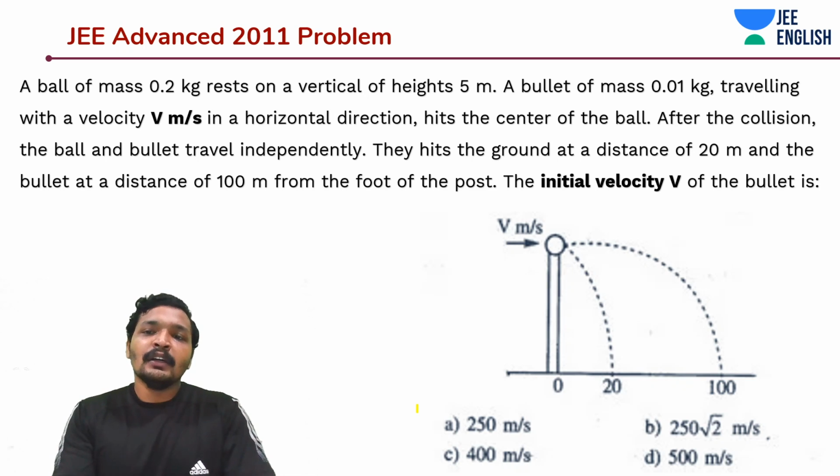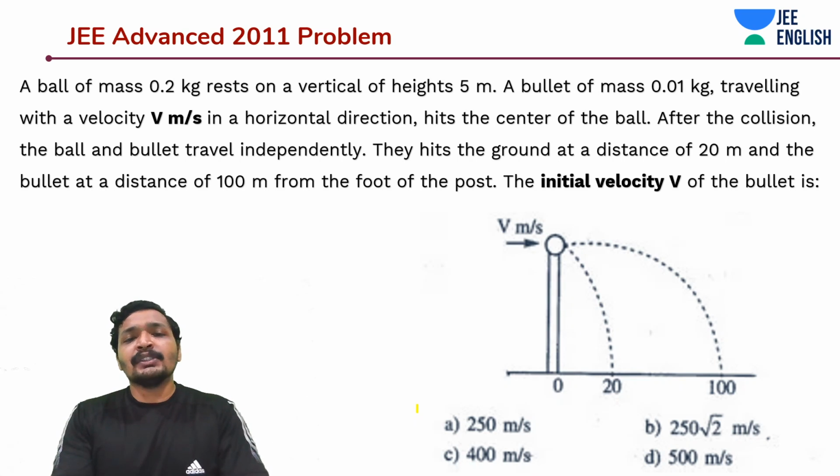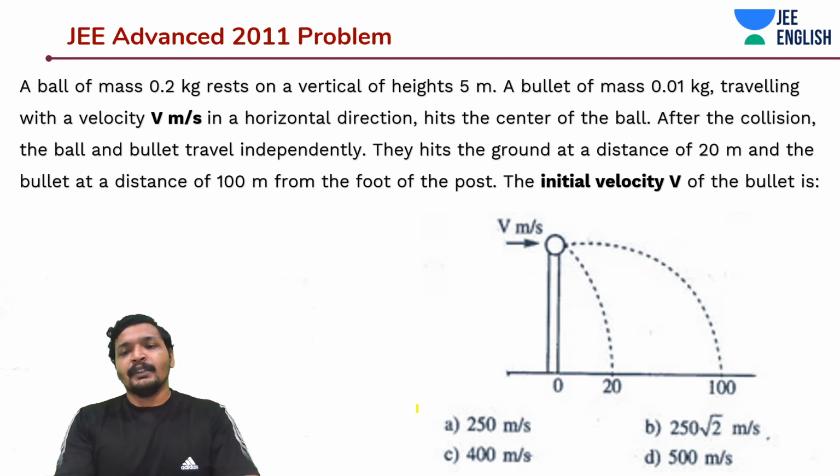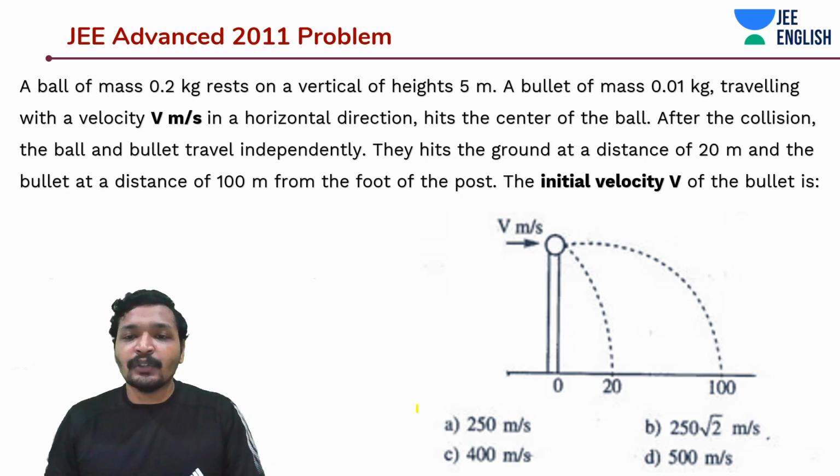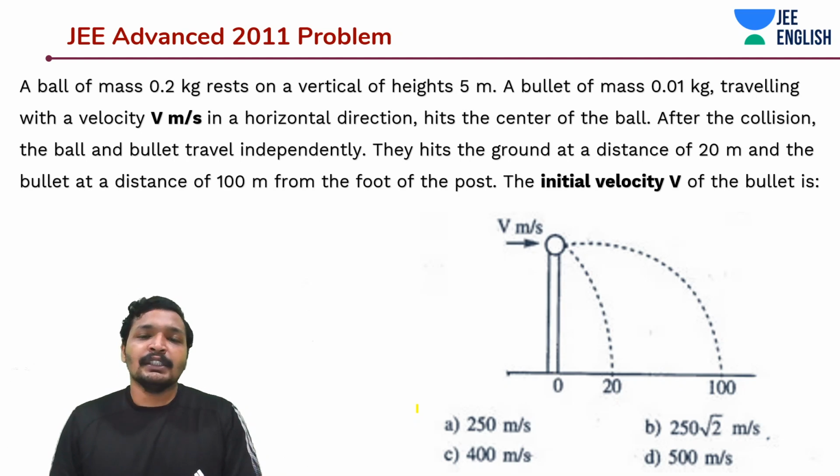What about the bullet? The time of flight you are going to calculate the same way. In this case you know the range. You can do it even using the range, I guess, but let's do it using the height. So 5 meters, again you will be able to calculate the time of flight and the initial velocities after the collisions, and then make use of the conservation of momentum and find out the initial velocity.